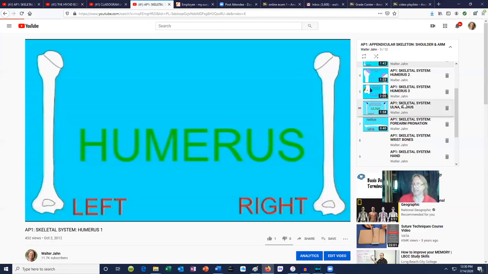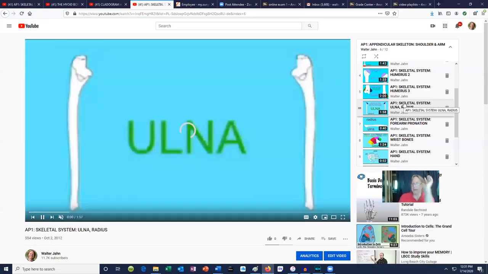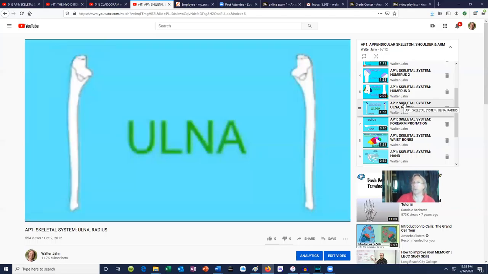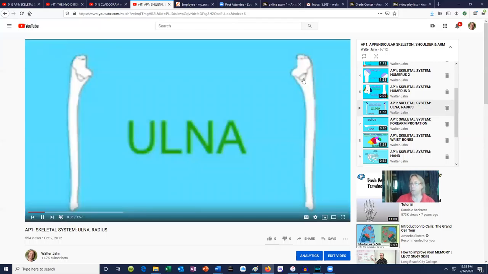Our forearm is made of two separate bones, the radius and the ulna. And when we stand in what's known as anatomical position, the ulna is on the medial side, the radius is on the lateral side. The ulna has that knob, which forms the elbow.